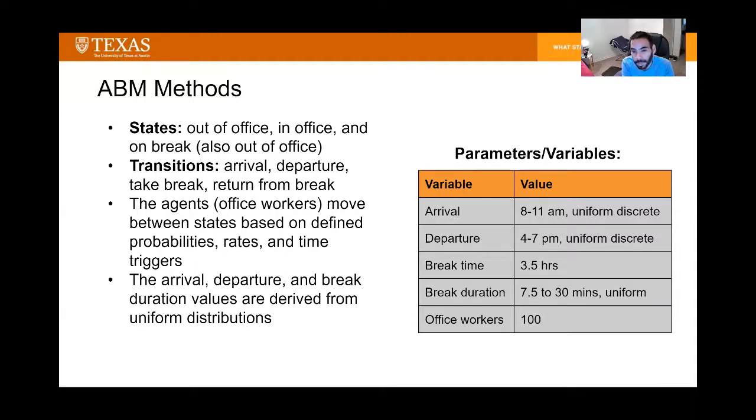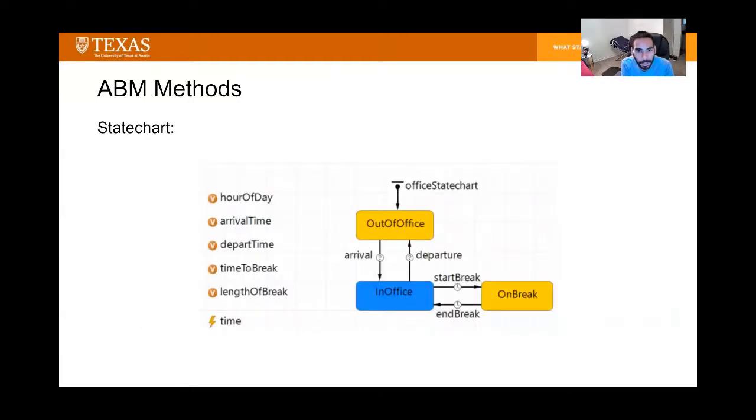The values defined in the parameters previously mentioned are specified in the table. This is the state chart for this model. A timeout transition with a distributed arrival time between 8 and 11 is used to move out of office workers to the in-office state. While there, they are mandated to take a break every 3.5 hours and transition to the on-break state with the start break timeout transition. When the break time is over, they head back to the office until the departure timeout transition comes into action between 4 and 7 p.m. Then workers move to the out-of-office state, ready to begin the process the following day.